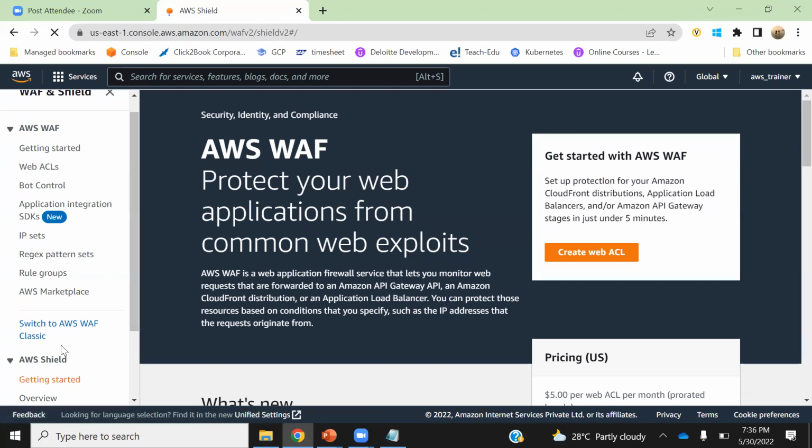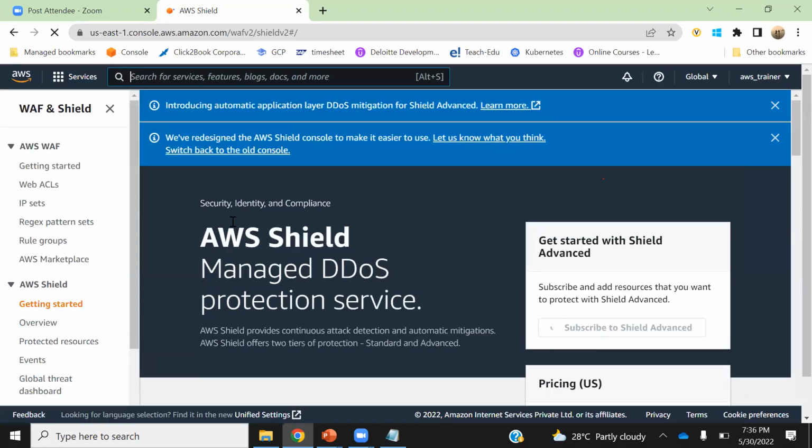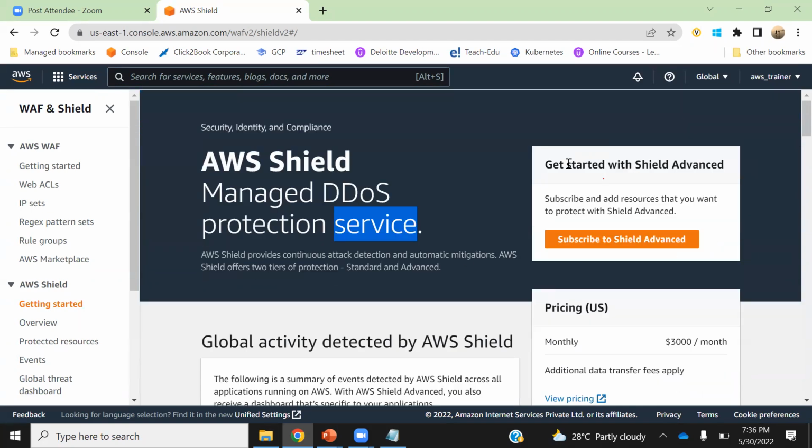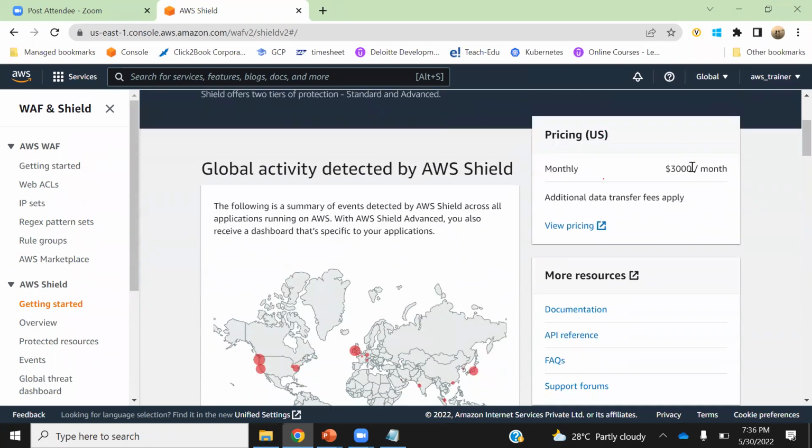The Shield is coming up. Shield is here actually. Okay, see here. AWS Shield will protect you from DDoS attacks. Now if you go with Shield Advanced, it is something which comes with a higher cost. Obviously, it will give you higher protection, additional data transfer rates and all. So $3,000 per month is the cost.